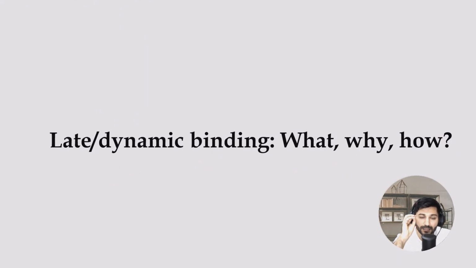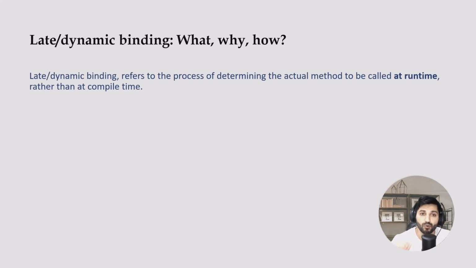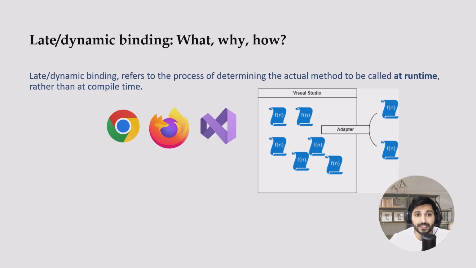Well, how about late binding? Late binding is actually dynamic binding. Late binding refers to the process of determining the actual method to be called at runtime rather than at compile time. It is really important. When you compile your application, you get a single artifact as your application. And using late binding, it is possible to extend your application without affecting your core code base. It is really important. We are using late binding in a lot of applications.